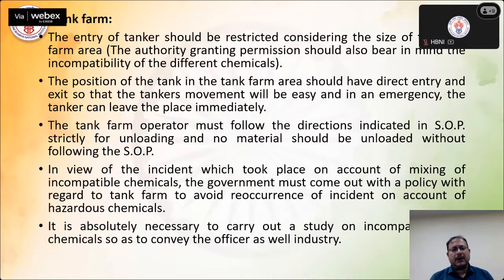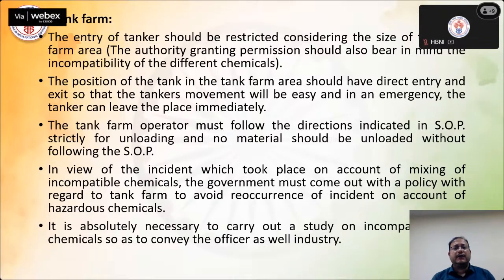But yes, there should be a third party, or a person standing outside the premises, cross-checking the SOP, whether the operator is doing as per the protocol, following steps 1, 2, 3, 4, or skipping steps, rushing from 3 to 5 to save time and all these things.